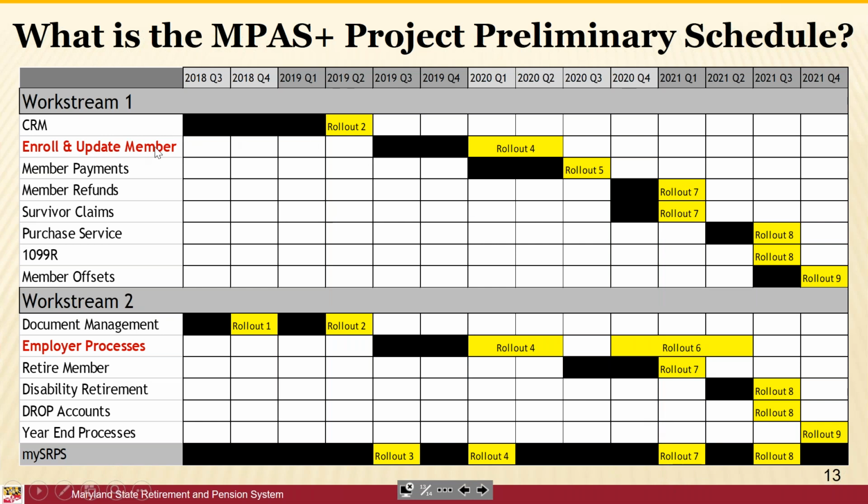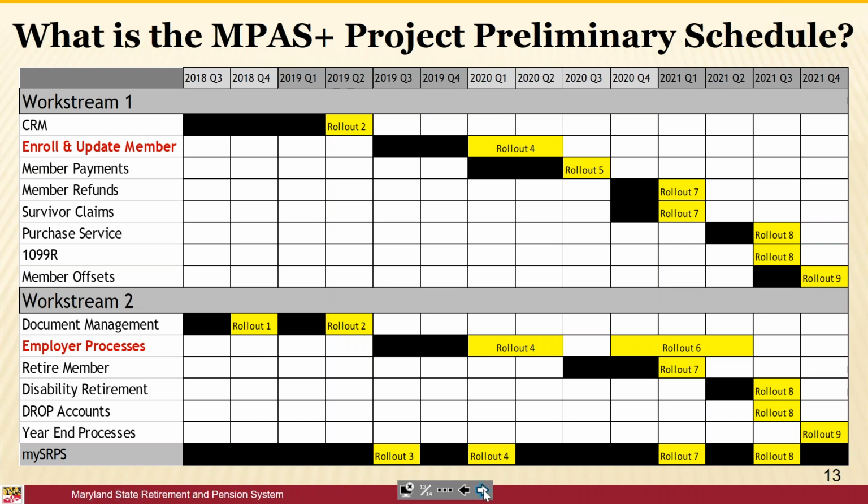So for enroll update member, we'll look at this one real quickly. We'll be starting that in the third quarter 2019, which is the fall 2019. So it'll take us a little bit of time to do the actual work, and then we have when it'll be rolled out. So we're going to roll this out to employers over a 6-month period so that we can work with you in helping you with that change.